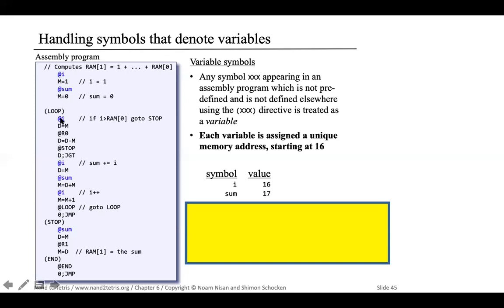And when I go to this at I, well, is I in my predefined symbol table? No. Is I in my labels? No. Is I in my variable symbol table? Well, yes. So I will not add I to the symbol table. I will simply use it directly from the symbol table. That's how we ensure that once it is declared, it will always be mapped to RAM 16. So every time I use at I, it basically means at 16.